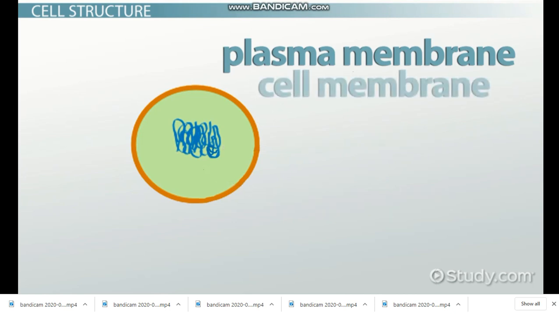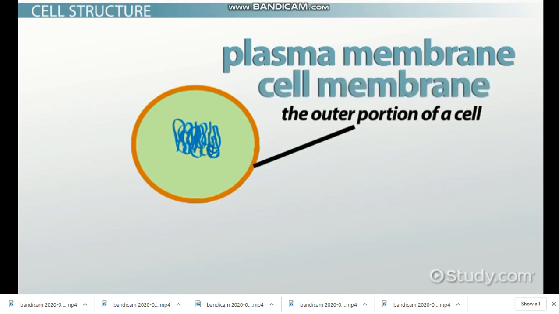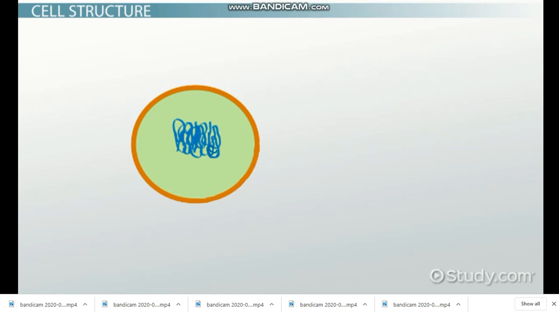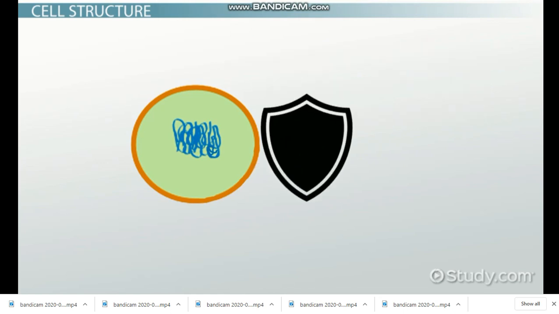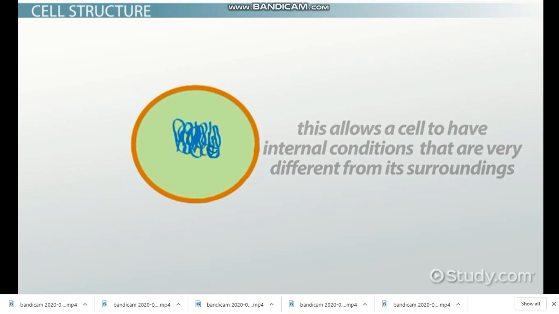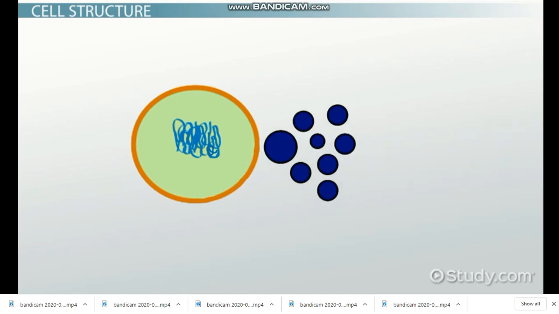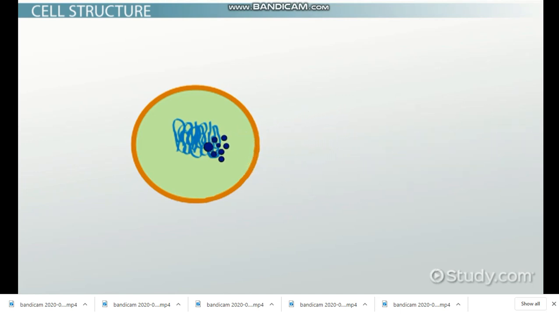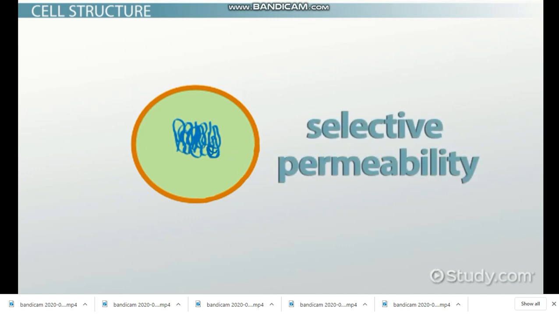The plasma membrane, or cell membrane, is the outer portion of a cell. It's important for separating and protecting internal cellular structures from the surrounding environment. This allows a cell to have internal conditions that are very different from its surroundings. This membrane is also important for allowing only certain substances to enter or leave the cell. This is called selective permeability.